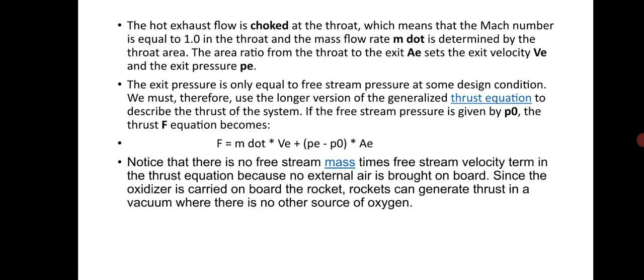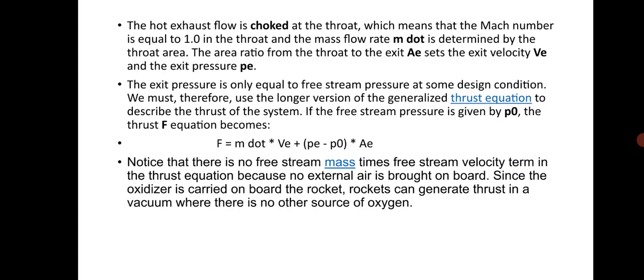The area ratio from the throat to the exit, AE, sets the exit velocity VE and exit pressure PE. The exit pressure is only equal to free stream pressure at some design condition. We must therefore use the longer version of the generalized thrust equation to describe the thrust of the system. If the free stream pressure is given by P naught, the thrust F equation becomes F is equal to m dot into VE plus PE minus P naught into AE.